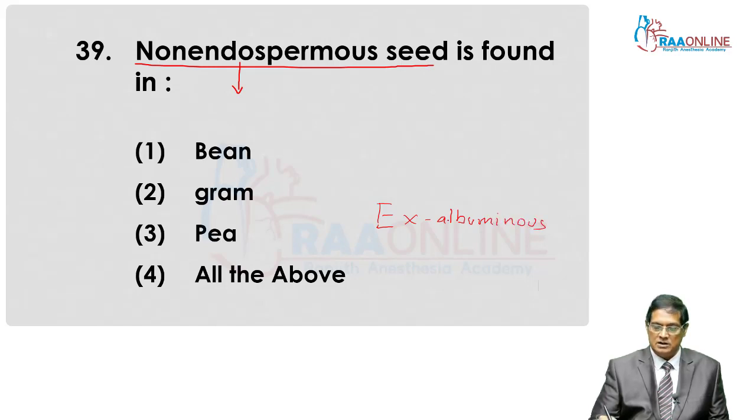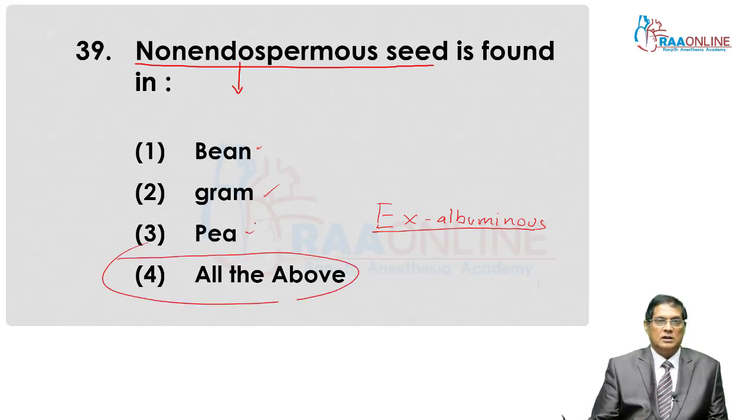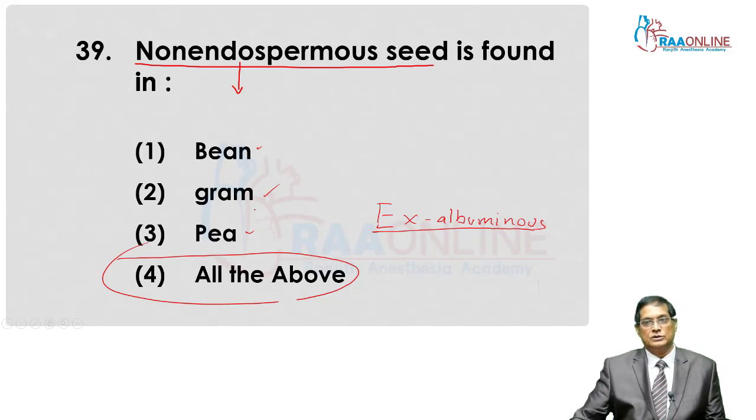Non-endospermic seeds are called ex-albuminous seeds. Bean is ex-albuminous. Gram is ex-albuminous. Pea is ex-albuminous. So all these are examples of non-endospermic seeds.